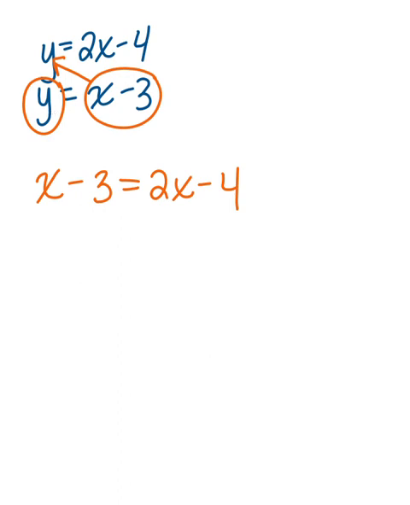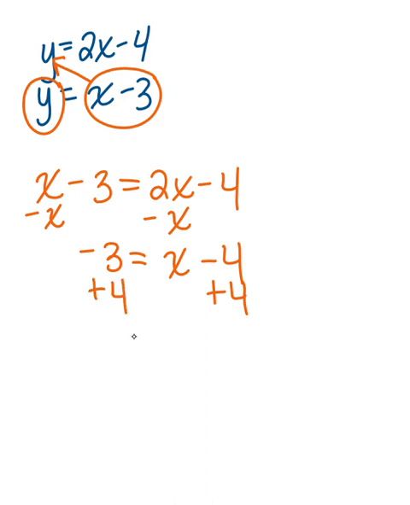I then am going to solve for x. So I would subtract x from each side, leaving me negative 3 equals 2x minus 1x, so 1x, minus 4. I add 4, and I get that 1 is x. So here I have my x-coordinate. My x-coordinate is 1. To find the y-coordinate, we're going to take this 1 and substitute it into either equation.